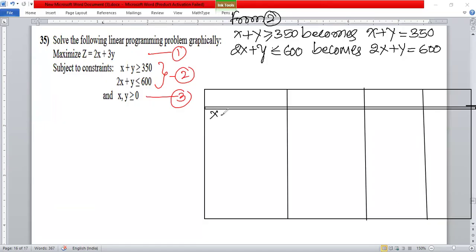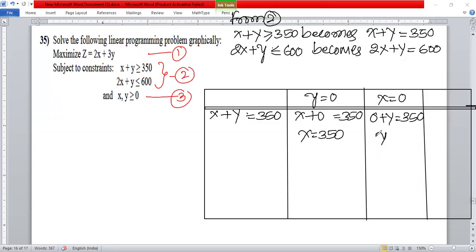Okay, the first one, x plus y is equal to 350. So y is equal to 0. So x plus 0 is equal to 350. Finally, x is equal to 350. So x is equal to 0. So 0 plus y is equal to 350. So y is equal to 350. So 350 comma 350.